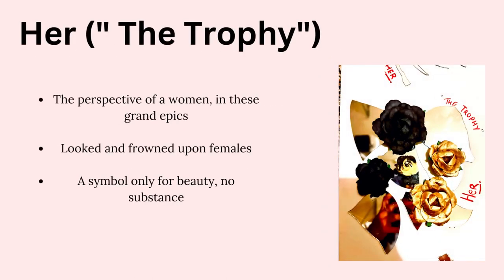Perspective 2. Her, the trophy. In these stories, women were looked upon as just trophies, just a symbol of beauty and nothing else, just to be showcased. Men looked down upon these females because in both of these stories, masculinity was a big thing, and women were only seen as a symbol of beauty with no substance.